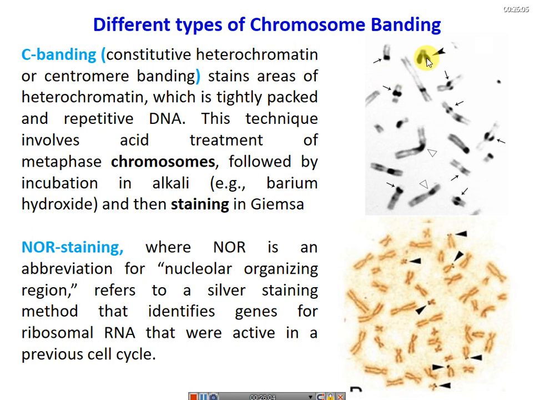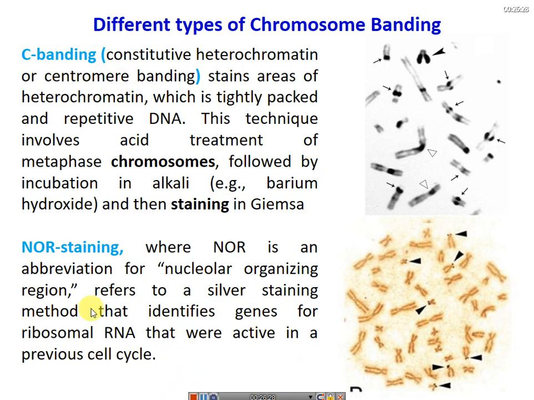Okay, this technique involves acid treatment of the metaphase chromosomes, followed by incubation in alkali, and then staining by Giemsa. So here also we are using Giemsa stain only, which will be staining the centromeres very darkly. So we can study the heterochromatin in this kind of staining.